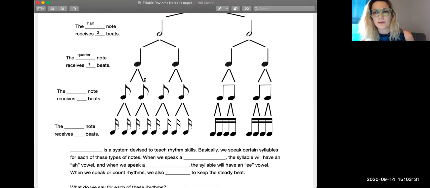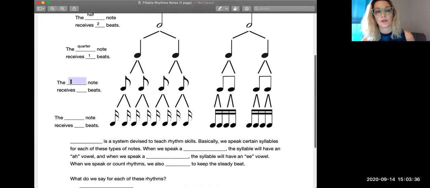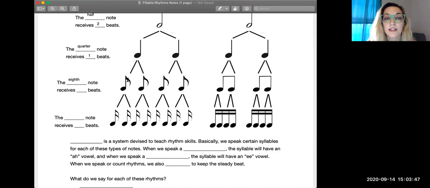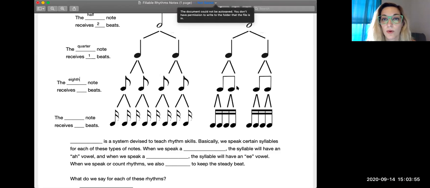And if we're going to keep dividing these in half, the next note down from there, these guys are what we call an eighth note, E-I-G-H-T-H. And over here, there are four of these eighth notes, and there's two per each quarter note. These eighth notes look a little bit different from these, but this is still one eighth note, one eighth note. This is still one eighth note, one eighth note. They just happen to be beamed, is what we call it, over here, and not beamed over here. But this is still two eighth notes, two eighth notes, two eighth notes, two eighth notes.